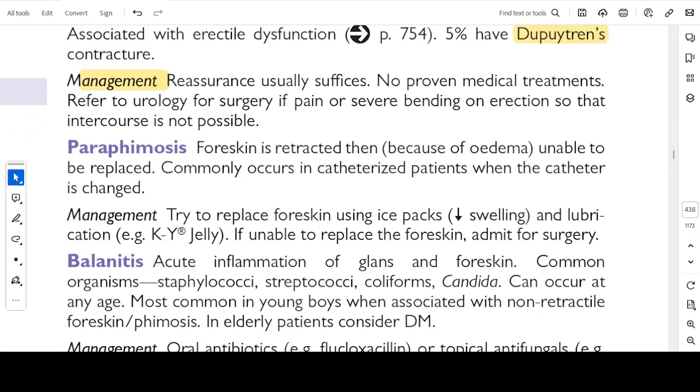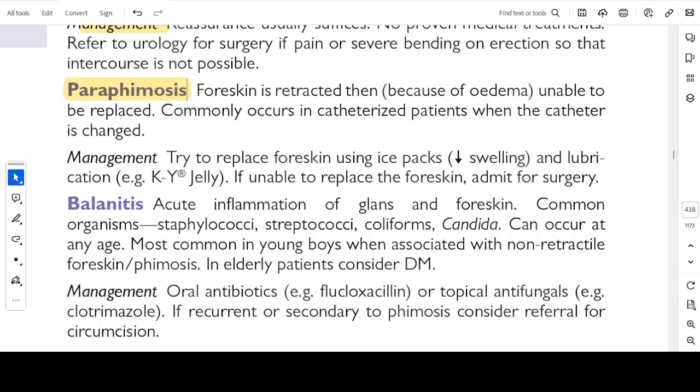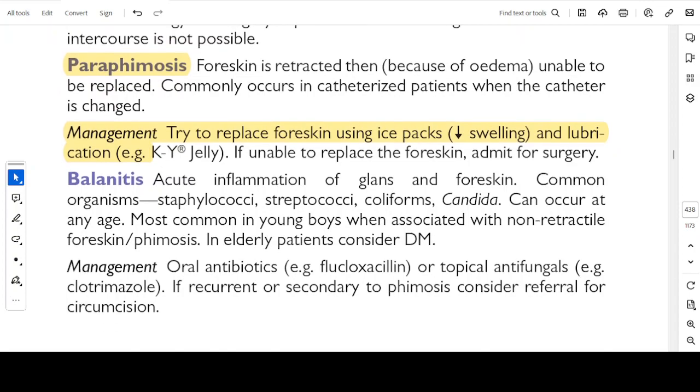Paraphimosis. Foreskin is retracted because of edema and unable to be replaced. Commonly occurs in catheterized patients when the catheter is changed. Management: try to replace the foreskin using ice packs to decrease the swelling and lubrication, that is KY jelly. If unable to replace the foreskin, admit for surgery.